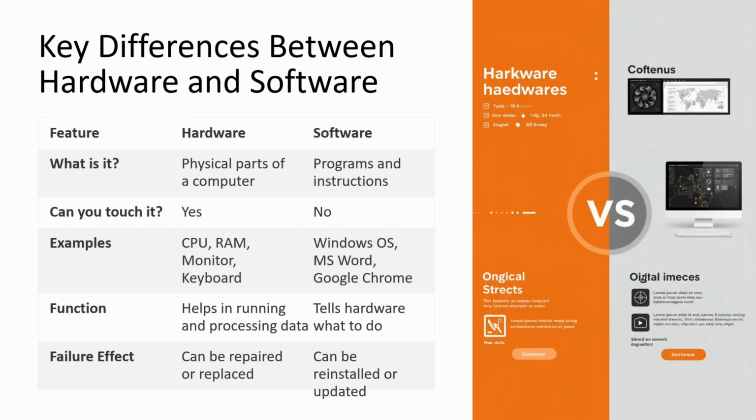Hardware helps in running and processing data. Software tells the hardware what to do. Hardware can be repaired or replaced. Software can be reinstalled or updated.